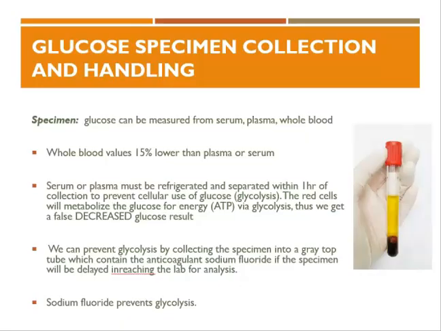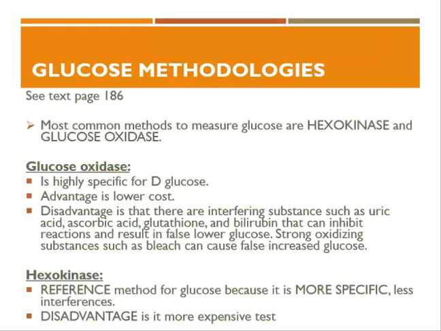We can prevent glycolysis by collecting the specimen into a gray top tube, which contains the anticoagulant sodium fluoride, if the specimen will be delayed in reaching the lab for analysis. So again, sodium fluoride, the anticoagulant, can help prevent glycolysis. There are 2 methodologies commonly used to test for glucose. One is hexokinase and the other is glucose oxidase.